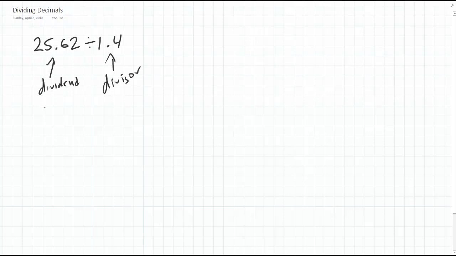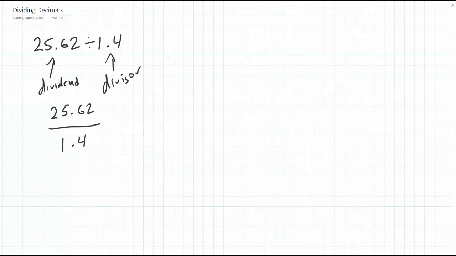That being said, when we divide, oftentimes we could think of it as a fraction also. So we could think of it as 25 and 62 hundredths over 1 and 4 tenths. This is a fraction from this division expression. And what I want to do is get rid of the decimal on the divisor.